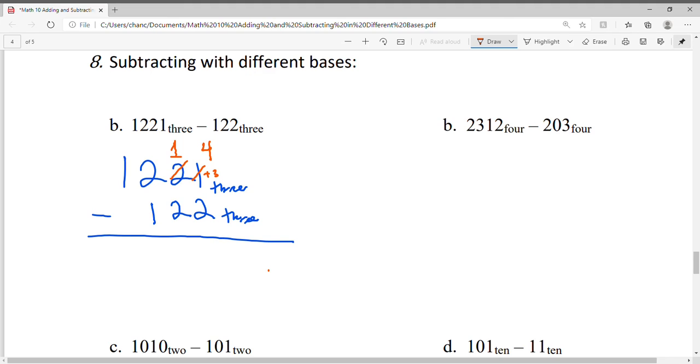Now I can subtract. 4 minus 2 gives me a 2. We'll have to borrow again. This reduces to a 1. I'll add an additional 3 here, and this becomes a 4. 4 minus 2 is 2. 1 minus 1 is 0, and this becomes a 1. So now we have our solution, 1022 base 3.